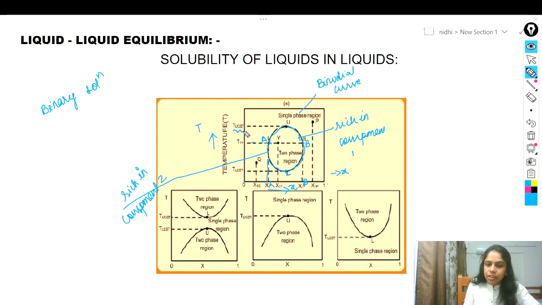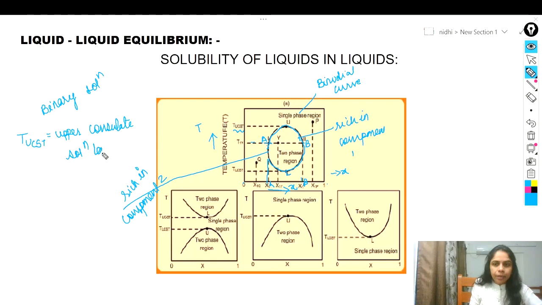Now here you can see two temperatures are mentioned: TUCST and TLCST. TUCST is the upper consolute or critical solution temperature, and TLCST is the lower consolute or critical solution temperature. Now what are these?